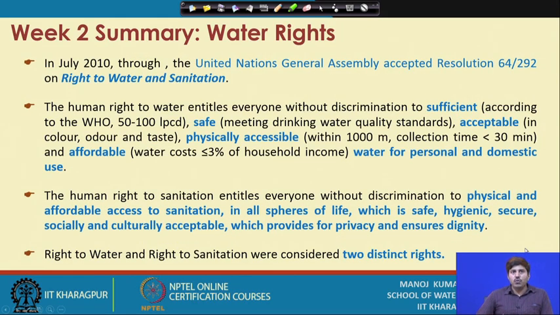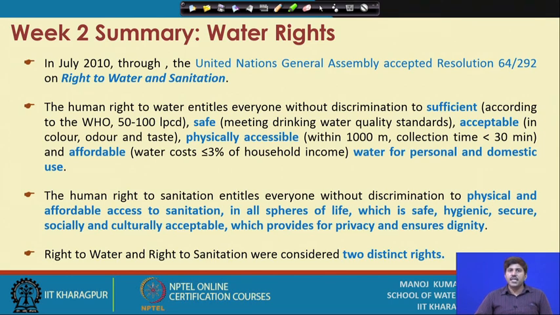Coming over to week 2, week 2 was dedicated towards the discussion on water rights, where we discussed how in July 2010 the United Nations General Assembly accepted the resolution on the right to water and sanitation. The right to water entitles everyone without discrimination to sufficient, safe, acceptable, physically accessible, affordable water for personal and domestic uses. So, the sufficient water as per WHO standard is 50 to 100 LPCD. Safe water means it should meet the drinking water quality criteria. Acceptable means it should not be objectionable visually, like in terms of color, odor and taste.